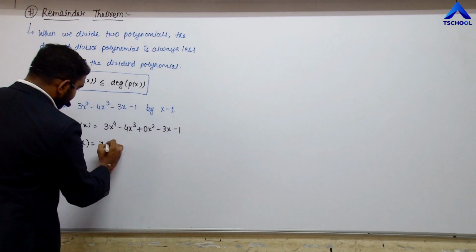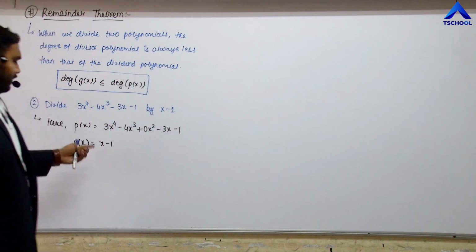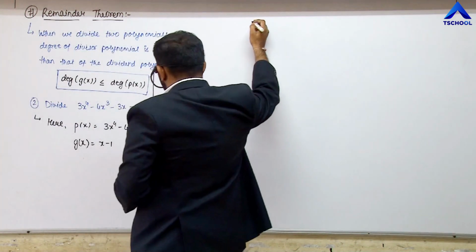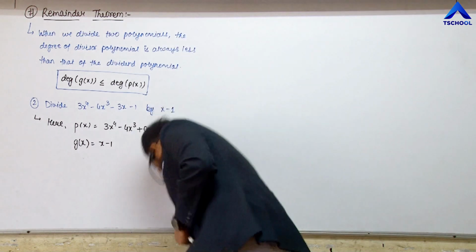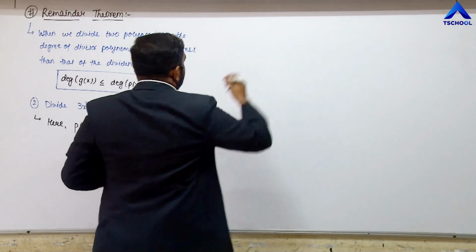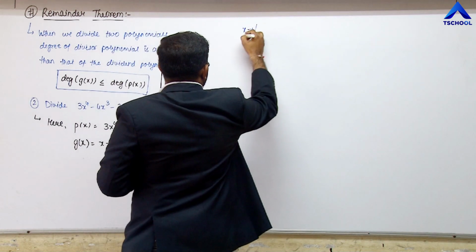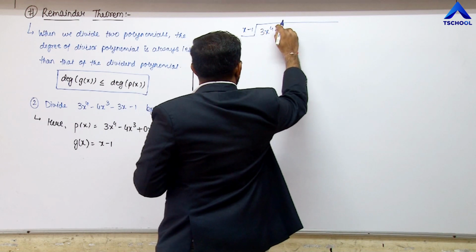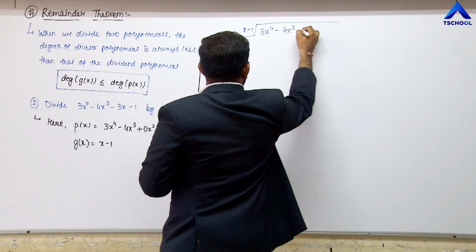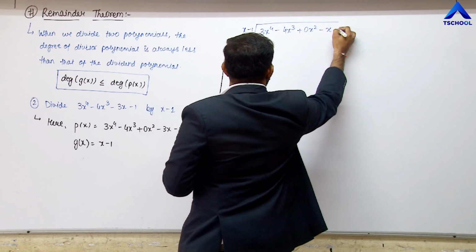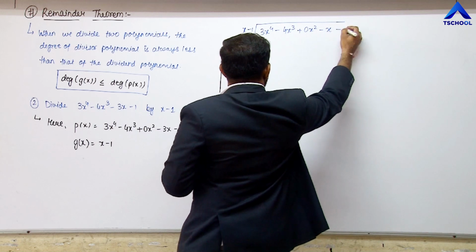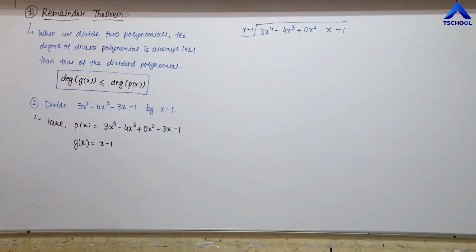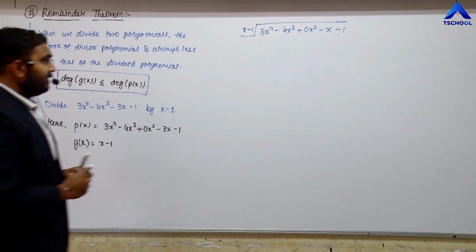Now let me first of all divide this and get the value of the remainder. Friends, this division that we are going to perform is actually known as the long division. So x minus 1 is dividing the polynomial 3x raised to 4 minus 4x cube plus 0x square minus x minus 1. Okay, so this is how the division of two polynomials is written here. Now let us go on dividing.